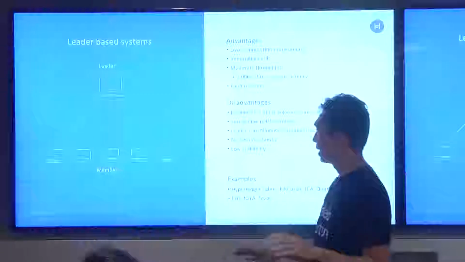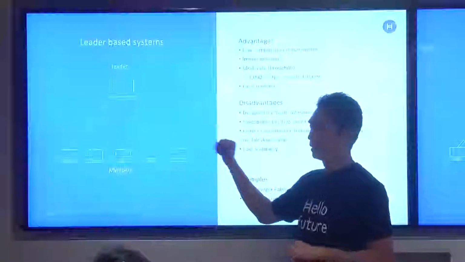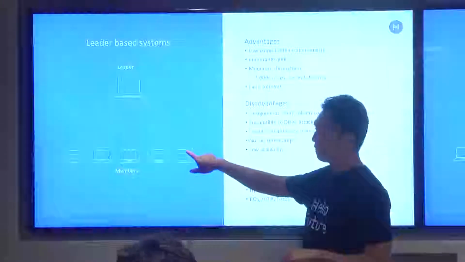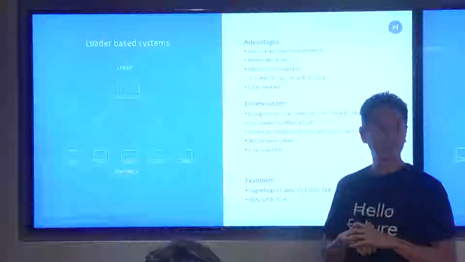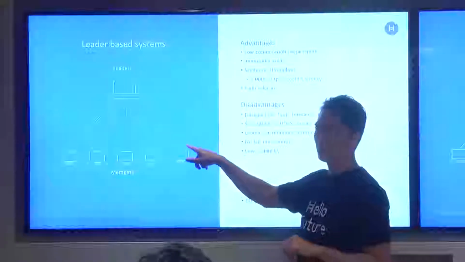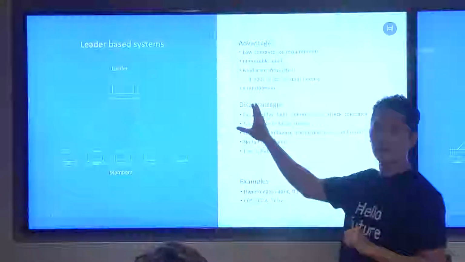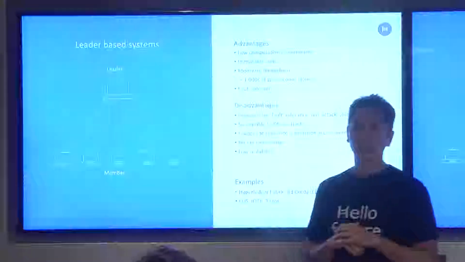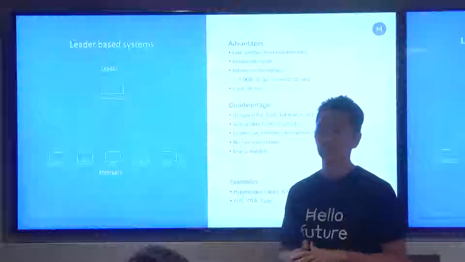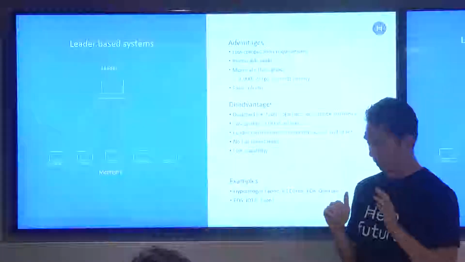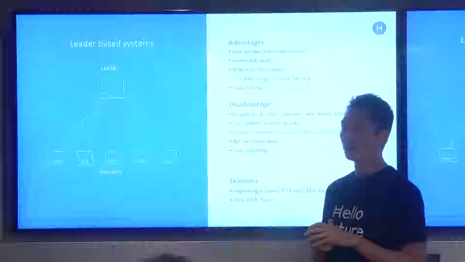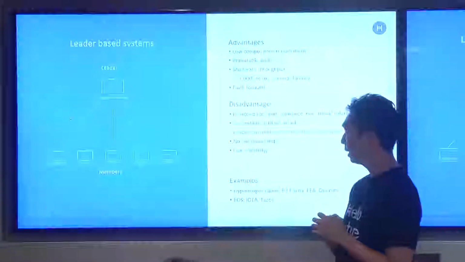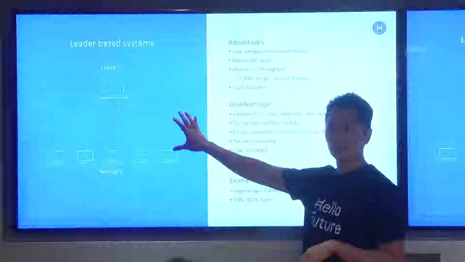I'll give you an example. If any one of these members gets compromised, by definition, every member knows the IP address of the leader. So if any one of these members gets compromised, they can send the IP address of the leader out to an attacker, and the attacker can launch an attack on the leader, or maybe a DDoS, a distributed denial of service attack, and that can shut down or disrupt the network. So that's a big flaw in this architecture.